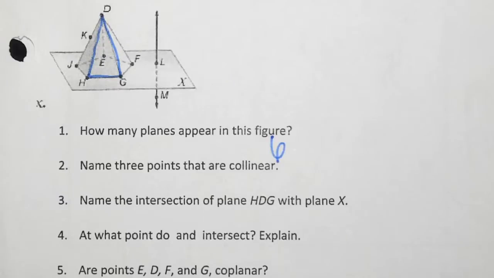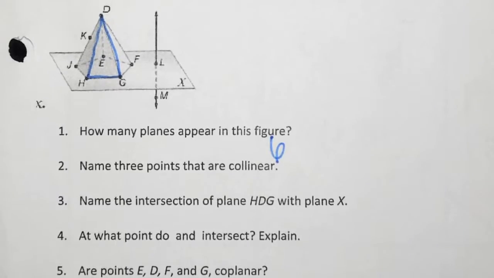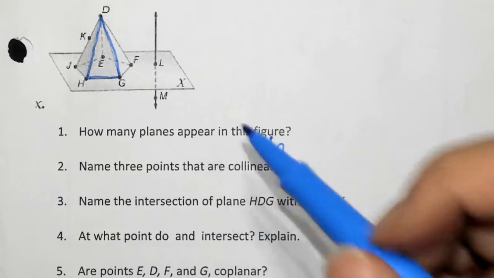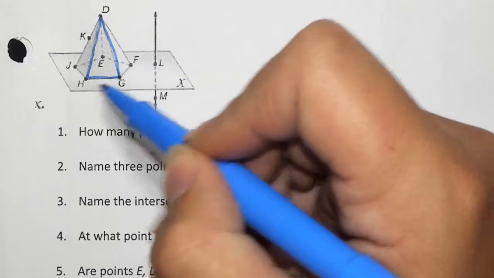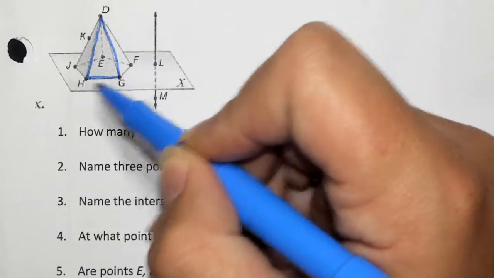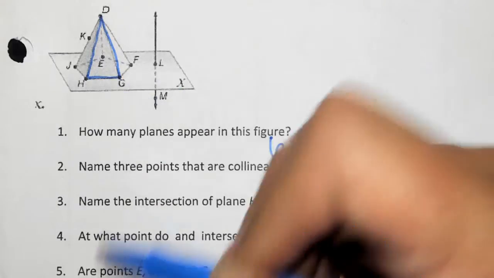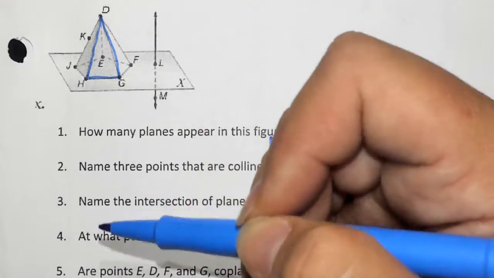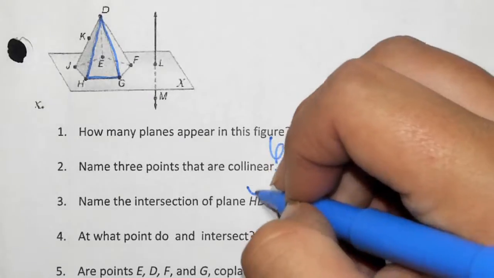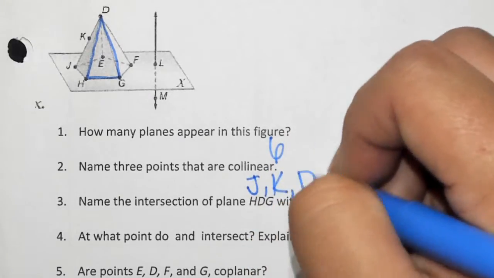Name 3 points that are collinear. Well, HGF, are those on the same line? Those are 2 separate lines. HG and GF are 2 separate lines. What's the only one that has 3 on it? JKD.